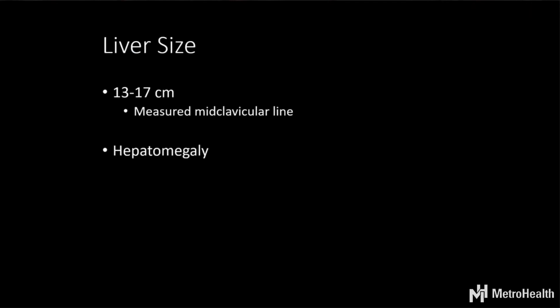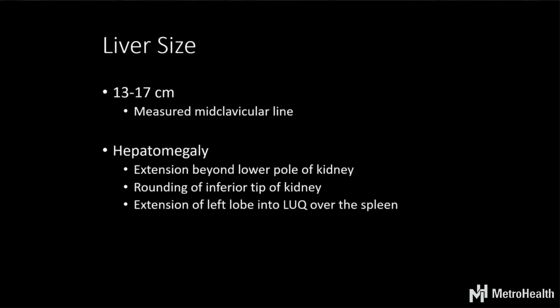I have no idea about the pediatric population. So hepatomegaly is described as if it extends beyond the lower pole of the kidney. And normally when you scan that inferior tip of the liver, it's pointy, right? When you're doing your FAST exam, it looks kind of pointy. If it's rounded there, that can be considered one of the components of hepatomegaly. And also if the left lobe actually extends into the left upper quadrant over the top of the spleen, that is considerable hepatomegaly. So here we have a nice liver.